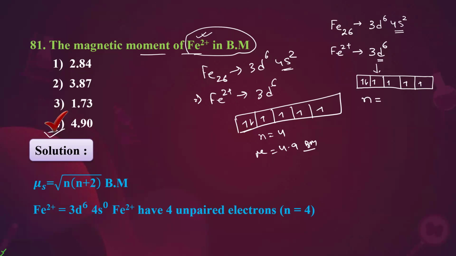Okay, number of unpaired electrons, the n value. How to know the n value? See here, this is a paired electron: 2 electrons in one orbital means it is paired. If it has 1 electron, then it is unpaired. So there are 4 unpaired electrons. n is equal to 4. For mu, you have to put the formula square root of n(n+2). I have told you the shortcut directly: whatever the n value, just put 0.9 after it. That will be your answer. Simple. I think it is clear now.